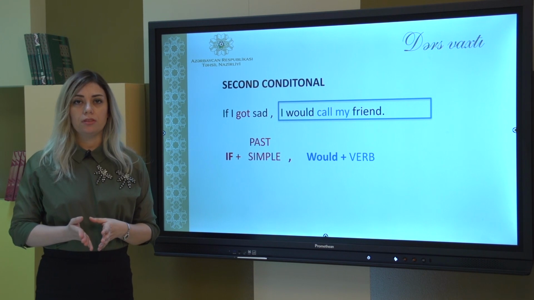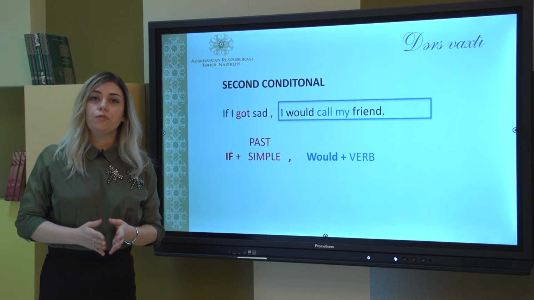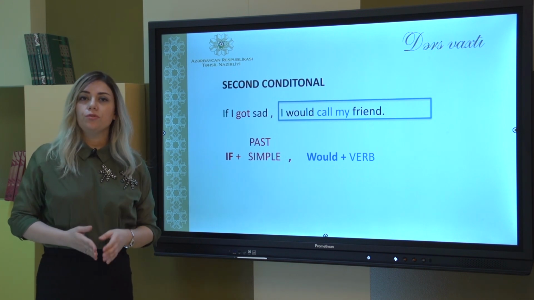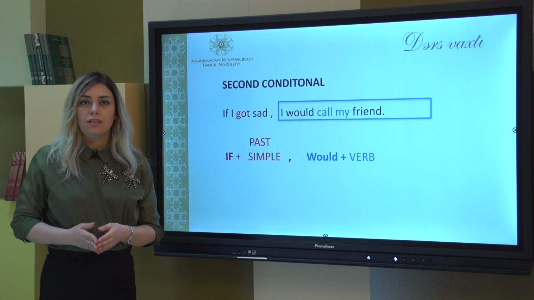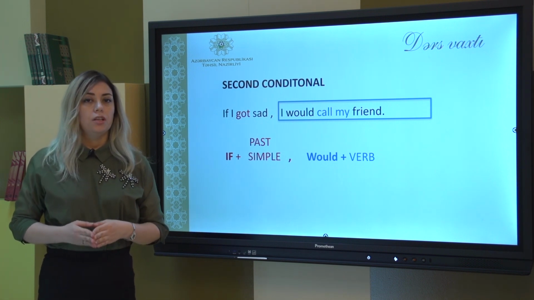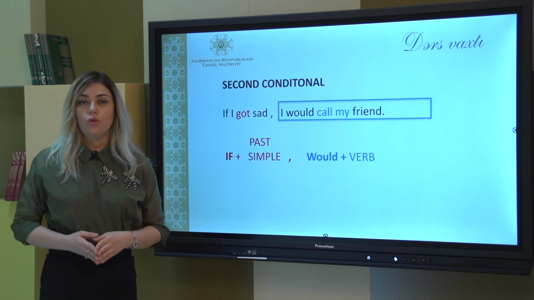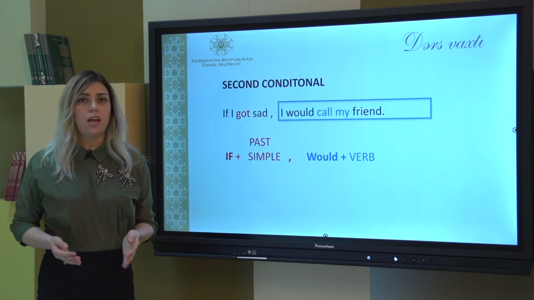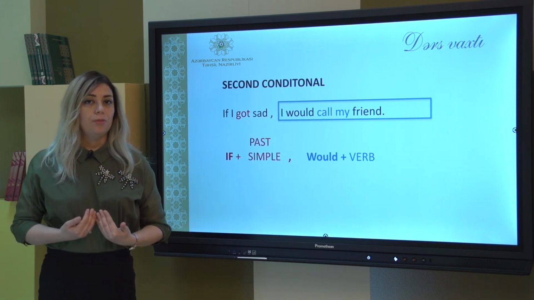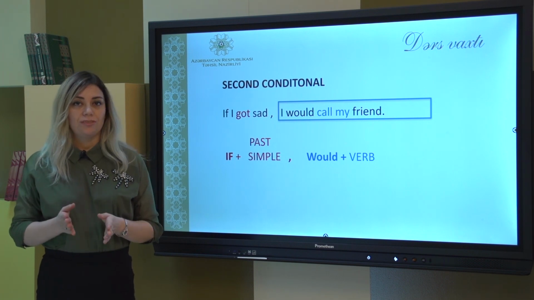What would happen if this happened? What would you do if you found $1 million? What would you do if you were a president? Or if I were a president, I would help unemployed people. You see, these are all unreal situations. I'm not a president, but if I were a president, I would help people to get a job. So this is what I imagine.